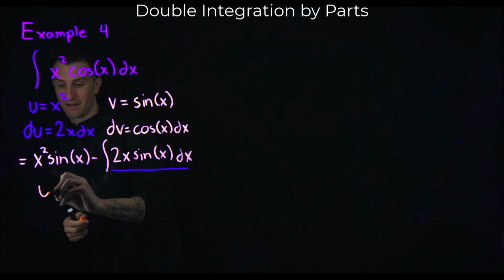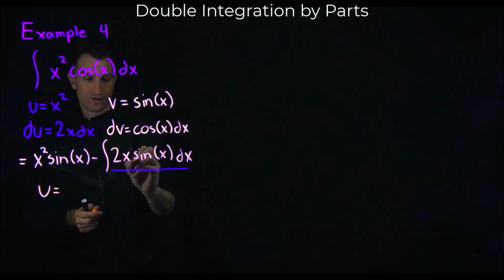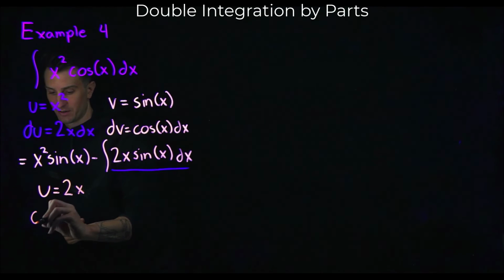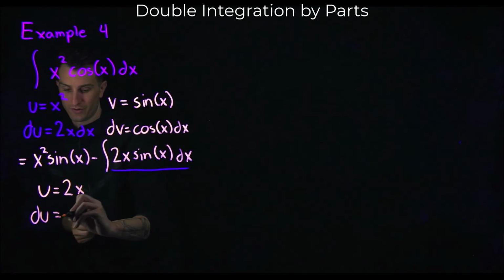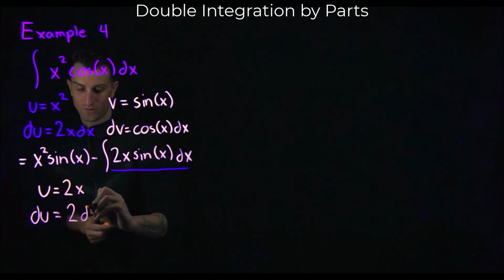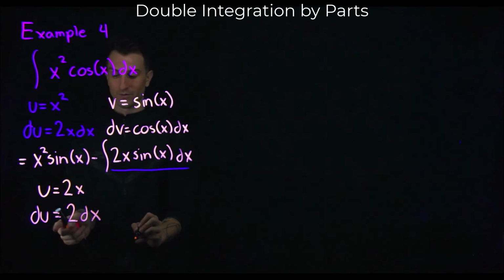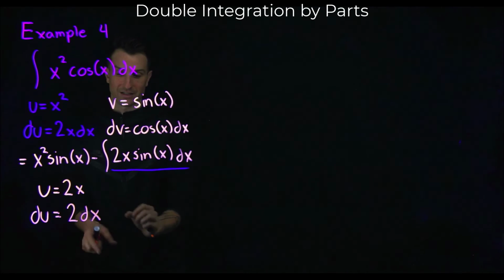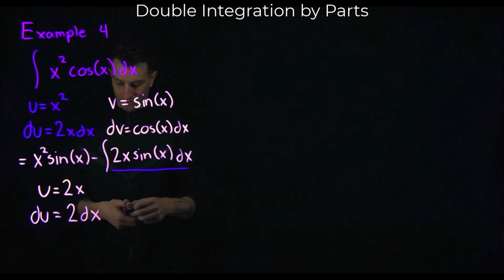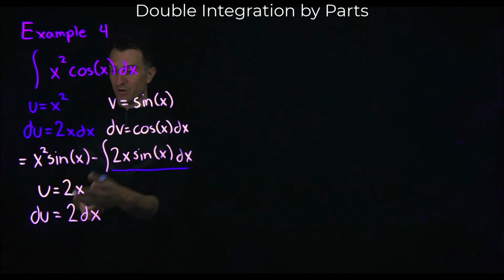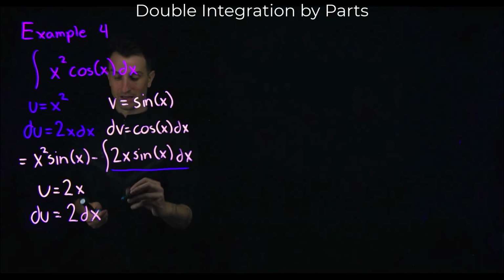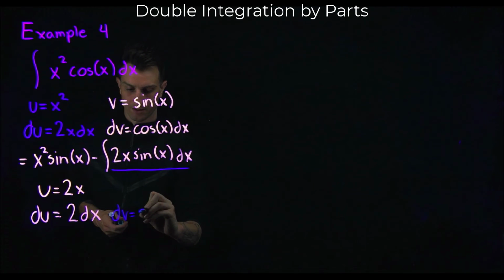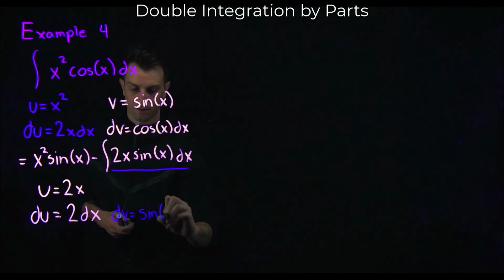So let's say u is equal to 2x, which means, of course, du is going to be equal to 2dx. Okay, so now we can kind of tell this is going to be helpful because the du ends up on the other side of that integral, and a 2dx is very nice to work with. Okay, so this should be good. If u is equal to 2x, that must mean dv must be equal to sine of x dx.